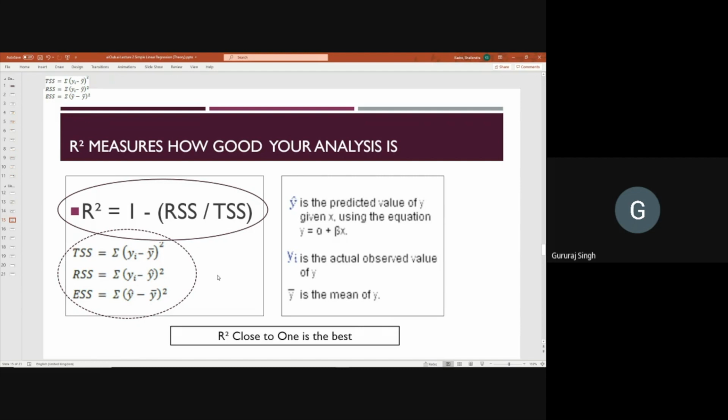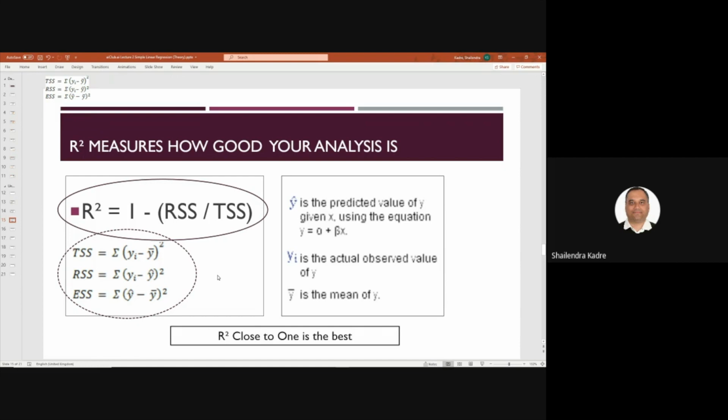Sir, we can take LCM. Then what will be the numerator? Sir, TSS minus RSS upon TSS. Okay, then what is TSS minus RSS? ESS. ESS upon TSS. Yeah, exactly. This is what I wanted. So R square is nothing but ESS upon TSS, in other terms, explained variance upon total variance.